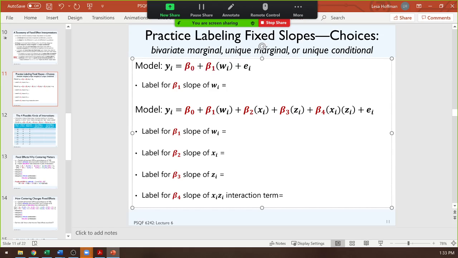Got a couple votes for bivariate. Got 1 vote for unique conditional. You might think unique because it's the only one, but the idea that we only have 2 variables in the story means that it's bivariate. So it's bivariate because it's just the effect of W on Y, the same as a Pearson correlation. And it's marginal because what this model says is that the way we describe how W relates to Y is the same for everybody. So beta 1 that captures that relationship is the same for everybody. So this one is going to be bivariate marginal.